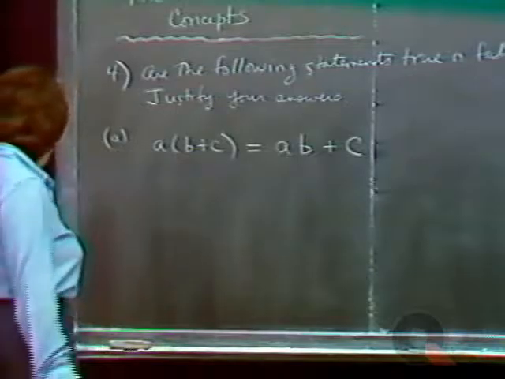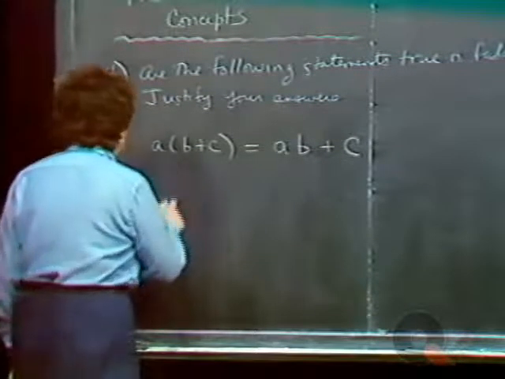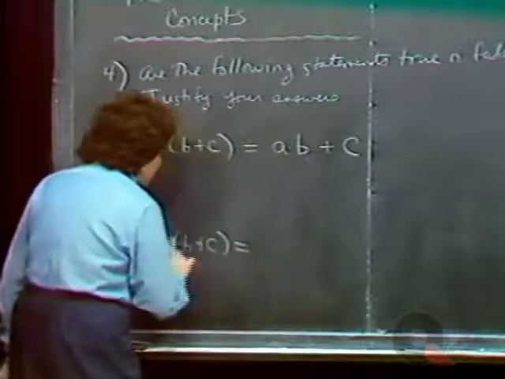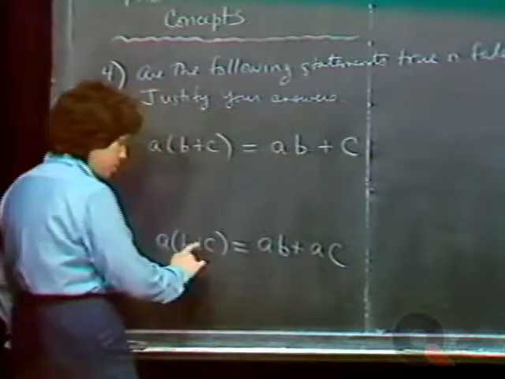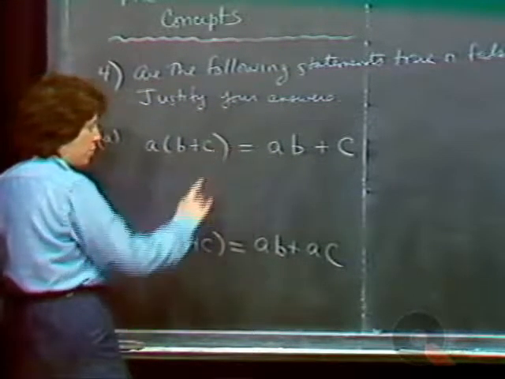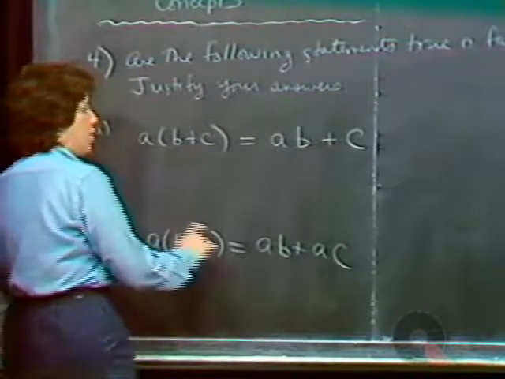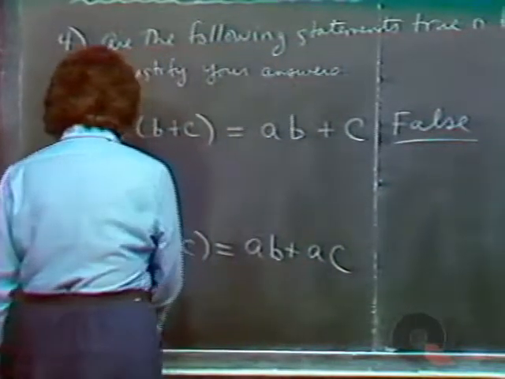Well, to those of you who are familiar with the distributive law, you realize right away that this is incorrect, because A times (B plus C) should be written as A times B plus A times C. A should be distributed through the parentheses, A times B plus A times C. So you would believe that this would be false.